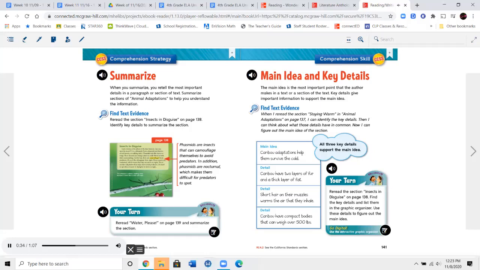Graphic organizer. Main idea: Caribou adaptations help them survive the cold. Detail: Caribou have two layers of fur and a thick layer of fat. Detail: Short hair on their muzzles warms the air that they inhale. Detail: Caribou have compact bodies that can weigh over 500 pounds. Caption: All three key details support the main idea.